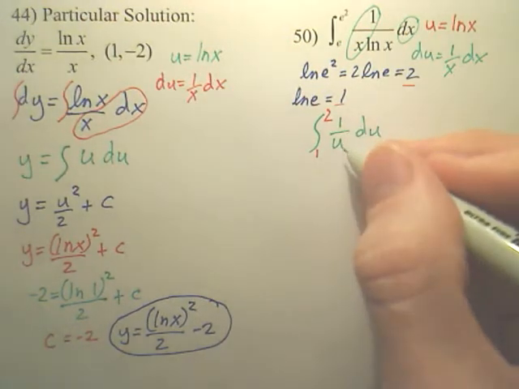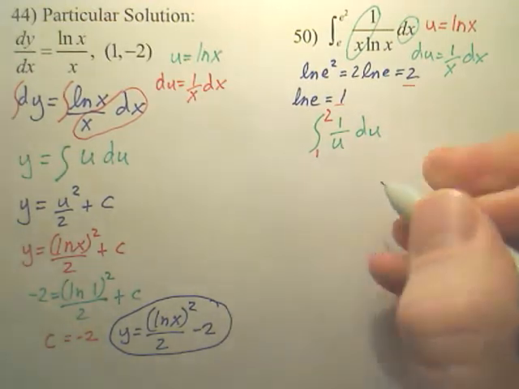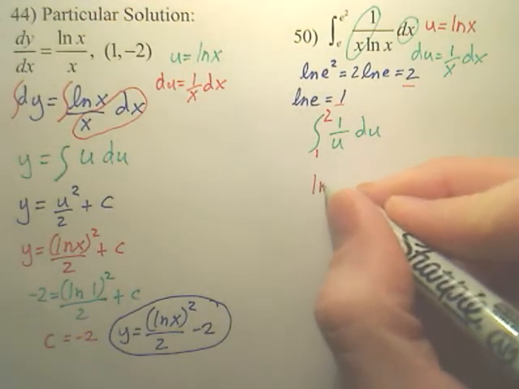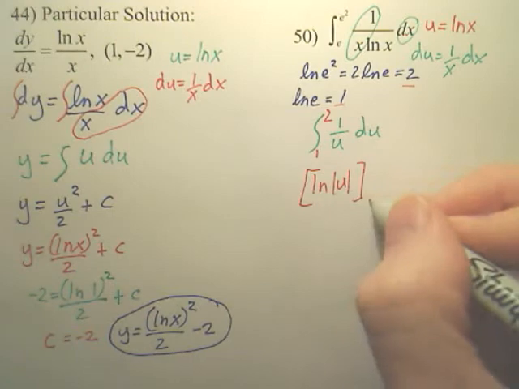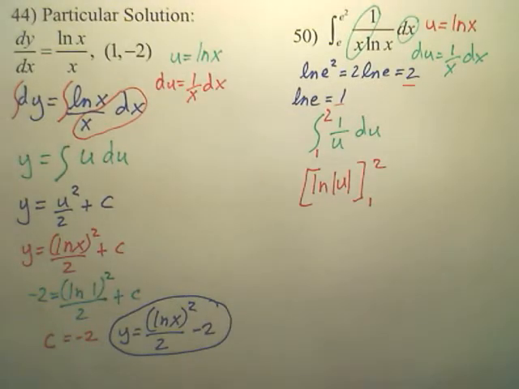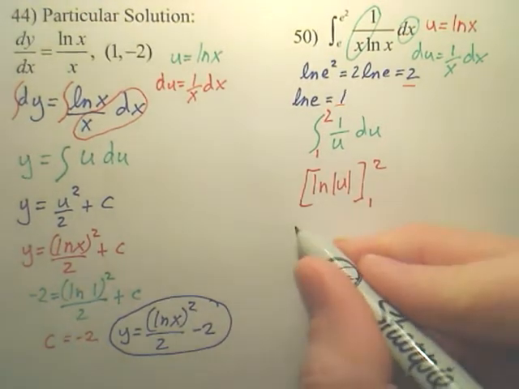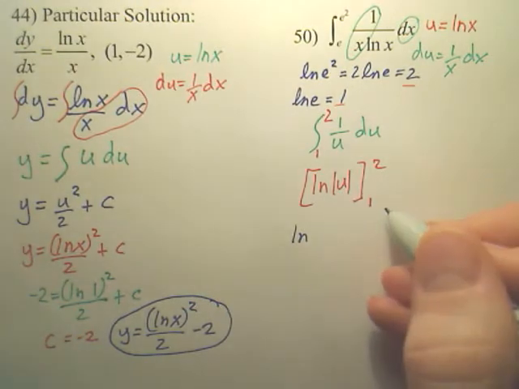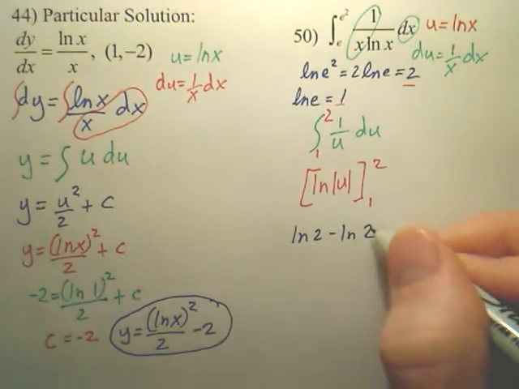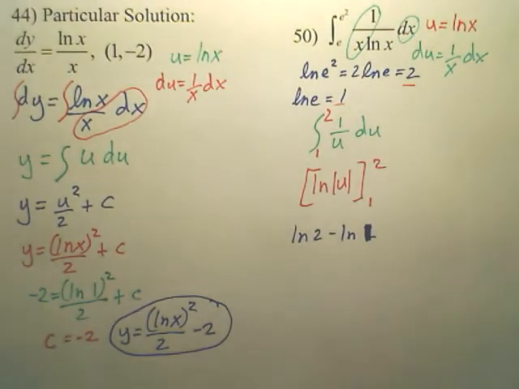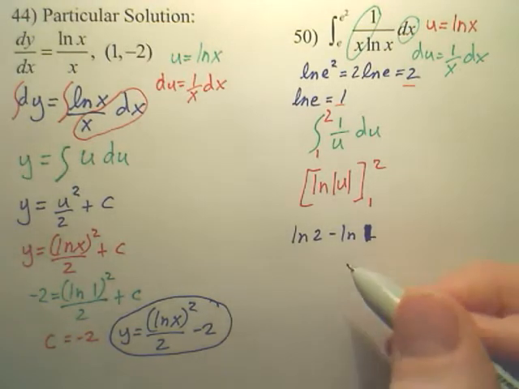Now the integral of 1 over u du is simply ln |u|, and the interval is now from 1 to 2. From there, you simply just have to do ln 2. Do I need to worry about the absolute values if I'm plugging 2 and 1 in? No, they're both positives, so no biggie. Oh, that's a ln 1. Because you plug in the first, plug in the second, now you're going to subtract those. That's the integral process.